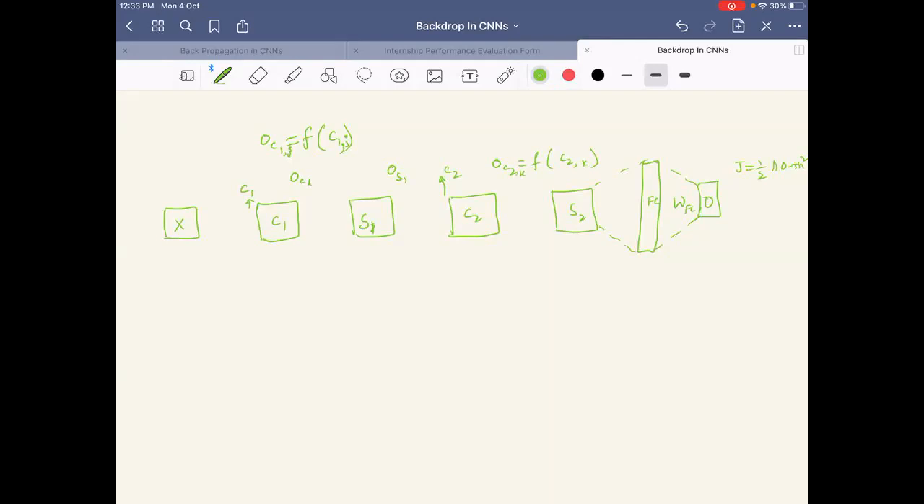But this is just for notational advantage when we have the activations, right? If we don't have activation, OC2 is equal to C2, and there is no need to explicitly write two different variables. That's what we have done before. And here O is equal to F of net, as we have taken before, right? So now let's try to write the backpropagation equations.